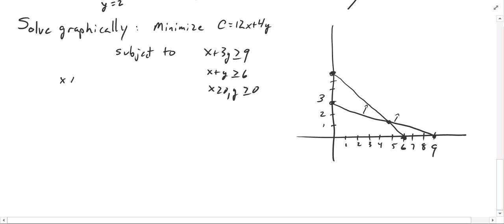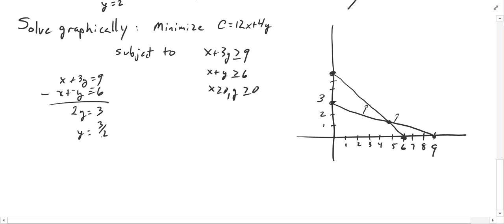Let's take this as x plus 3y equals 9 and x plus y equals 6. I want to solve that. I'm going to solve by elimination. I'm going to subtract the second equation from the first equation, and that'll give me 2y is equal to 3. So y is actually 3 halves.